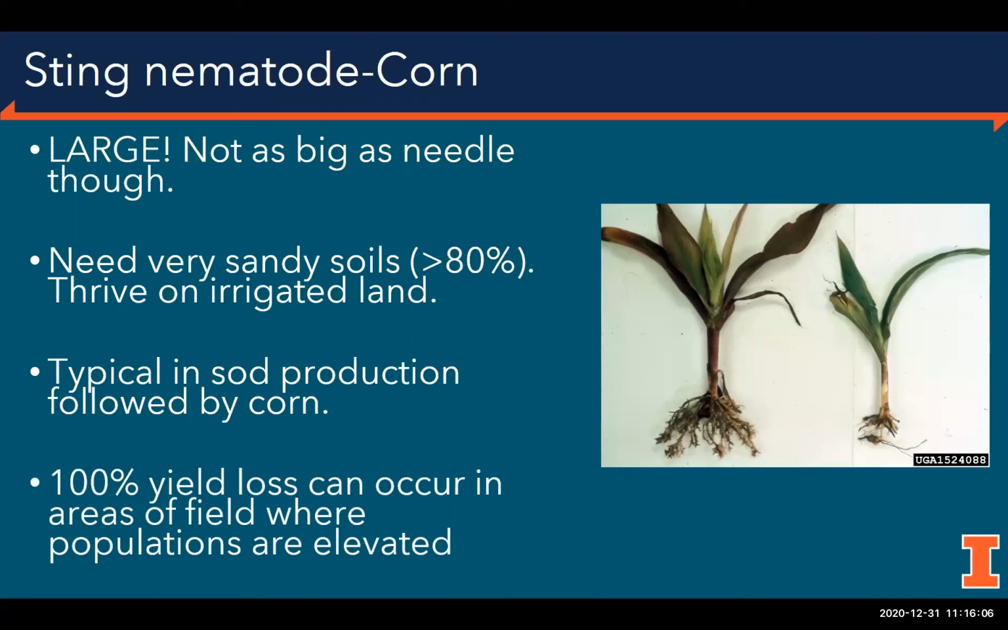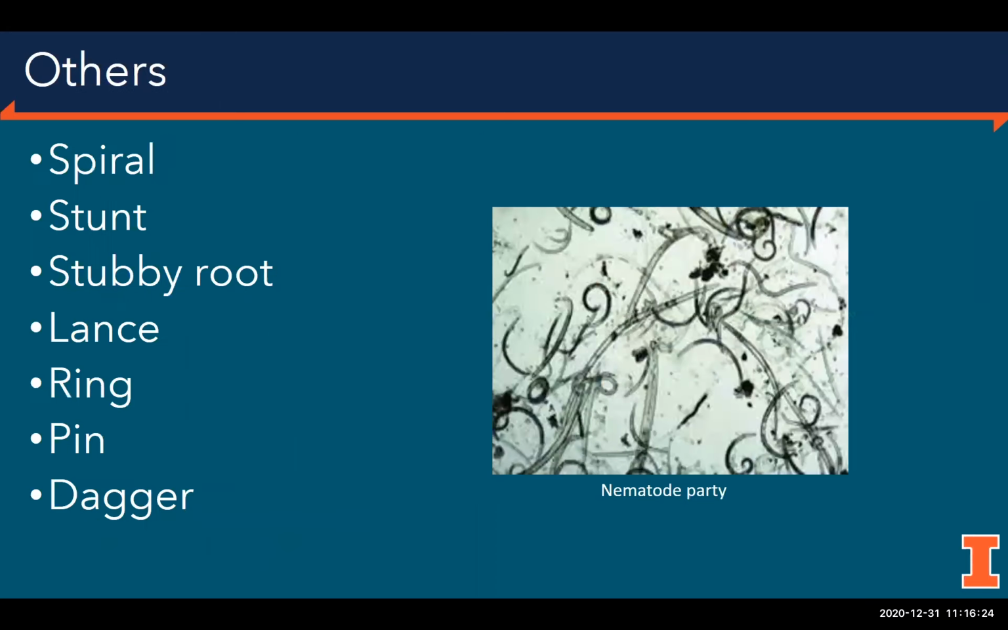And in those areas where you do see it at significant levels, it can cause complete yield loss. And this is a really big issue in turf grass production, golf courses, sod, that sort of thing. You do not want to get sting nematode in your turf grass.